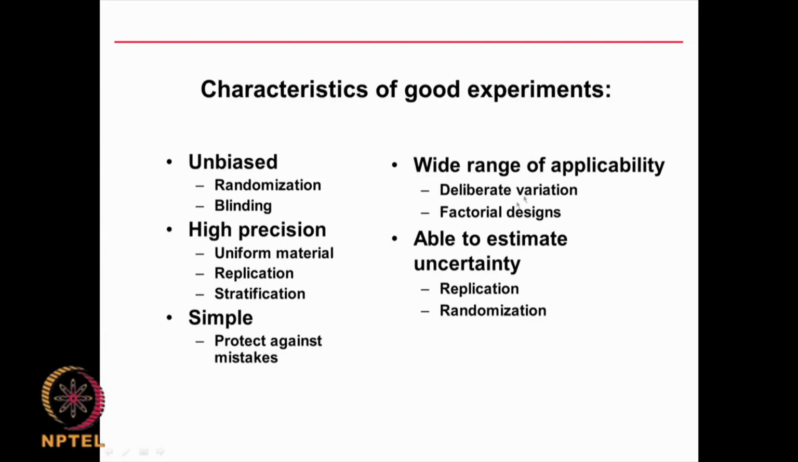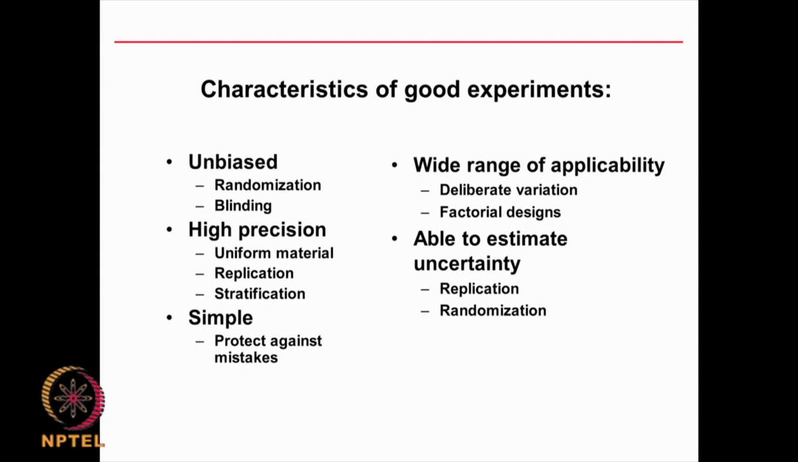So, a characteristic of good experiments should be unbiased, that is randomized, blind, high precision, uniform material, same raw material, replication, blocking, simple, so that it will protect against mistakes, wide range of applicability. So, you change factorial designs, we are going to spend a lot of time on this. We should be able to estimate uncertainty, that is error. We should be able to get the confidence limits.